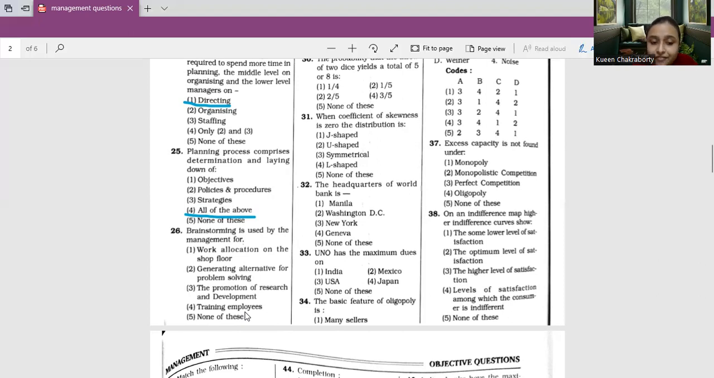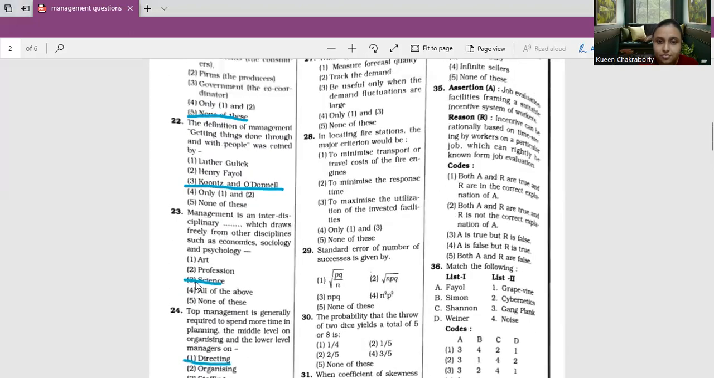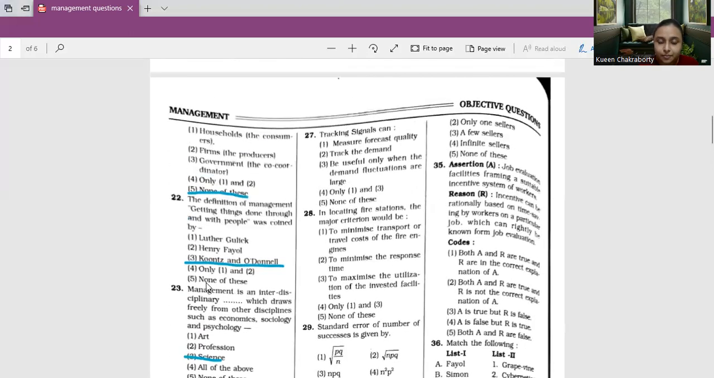So then definitely it will be based on generating alternatives for problem solving, because when a debate is organized, some people talk for and the others talk against the topic. So out of it, obviously, an alternative will be generated for the problem to be solved. So brainstorming is a process for this. So this is option number 2. The correct option to question number 26 is option number 2, generating alternatives for problem solving. Next, moving on to question number 27.